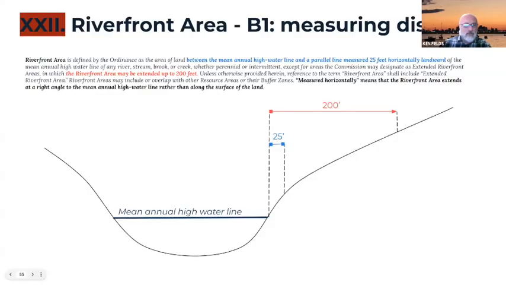It's just a clarification, because I always think of mean high water as the ebb and flow of the tide, which in Boston is a 10 feet swing. That would create a lot of problems trying to figure out where the riverfront area is. But there you go. Mean annual high water line. That's kind of a coastal description.